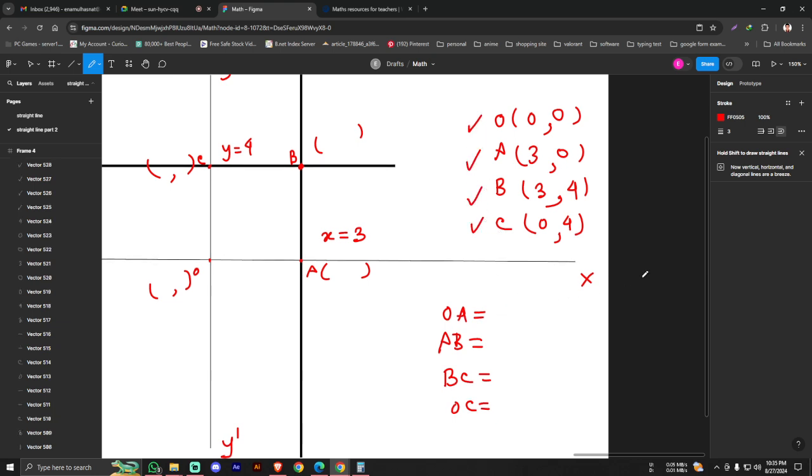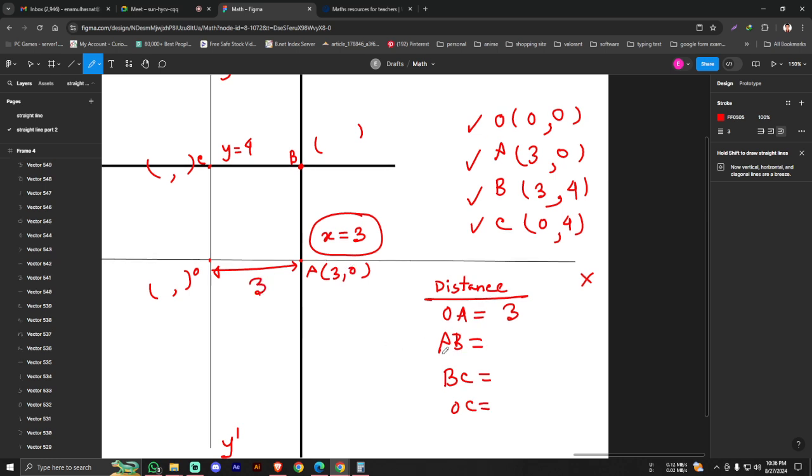Now the distance. From O to A, would it be 3? Right. How did you understand it would be 3? Because x equals 3, and it will only take 3 base steps to make the distance. The base is represented by x, so we're just going to take the x value, how x moved, or what the coordinates are here. We're just going to write 3.